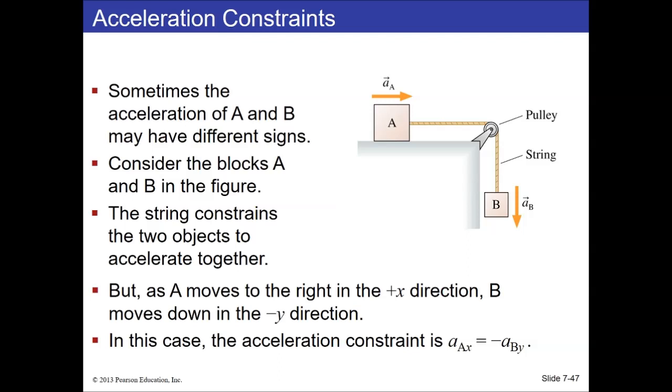The acceleration constraint here, though, is what's stated at the bottom here, that the block A is going to accelerate to the right, so we'll say it has a positive acceleration. But block B accelerates downward. Now, if we're going to call down negative, which we normally do, then that acceleration would actually be negative, so we have to manually put the negative sign in there.